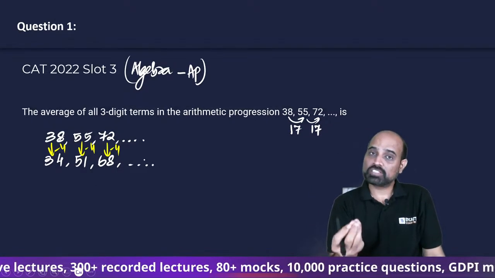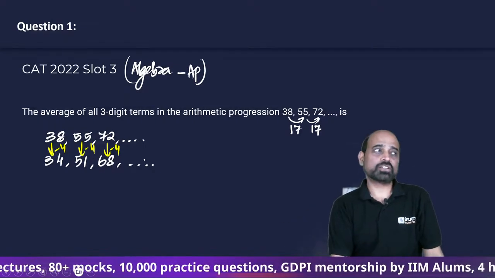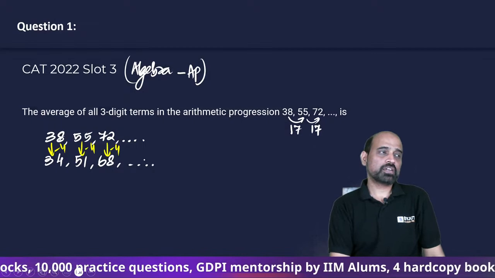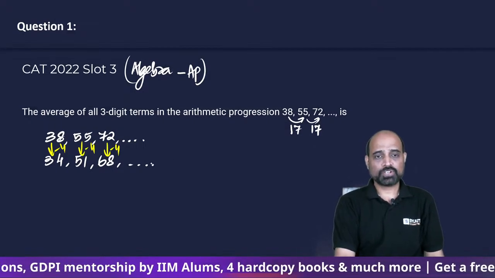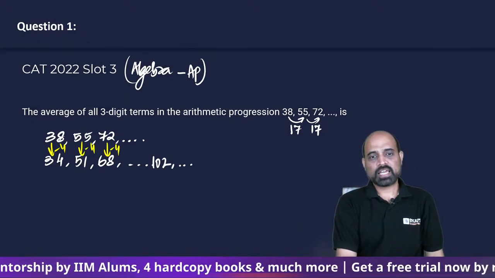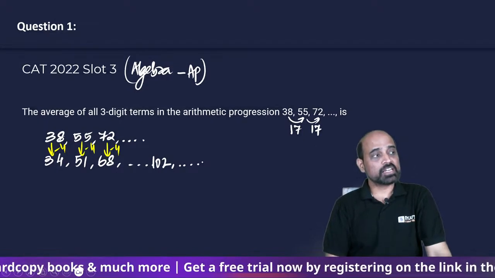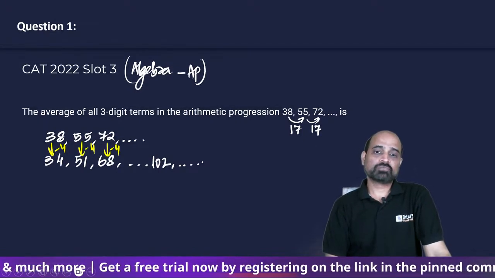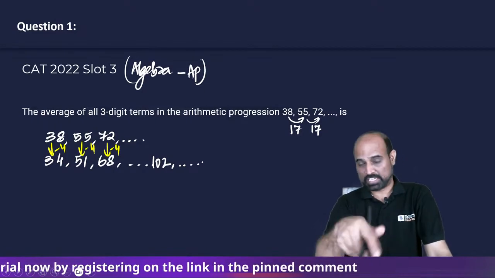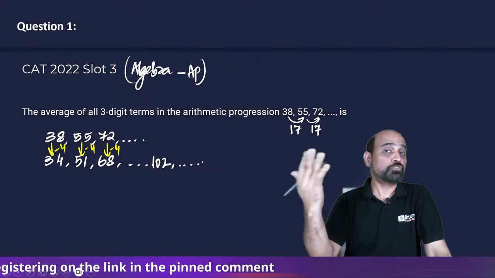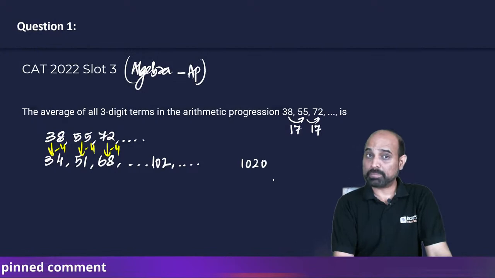So the smallest 3-digit number in the table of 17 is, I believe, going to be 17 into 6, which is 102. And the largest 3-digit number in the table of 17 is going to be 1020, right? Add one zero and that will also be there. So it's a 4-digit number though. If 1020 is a 4-digit number and it will be in the table of 17.